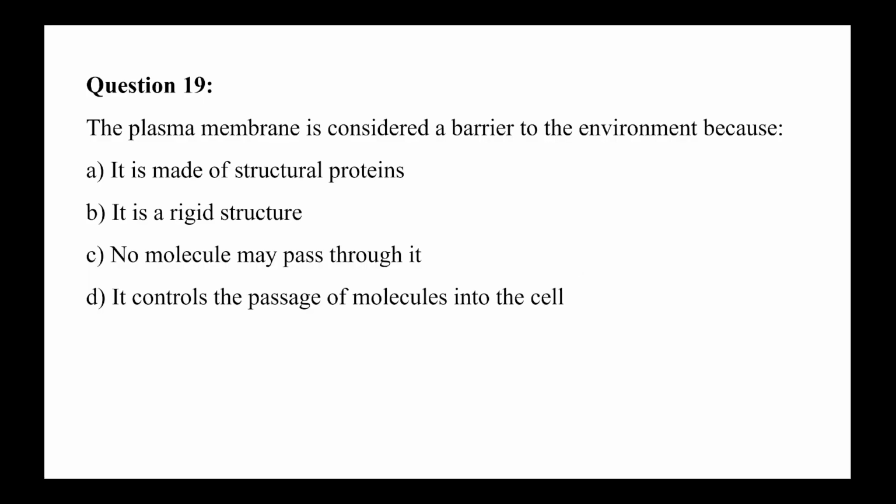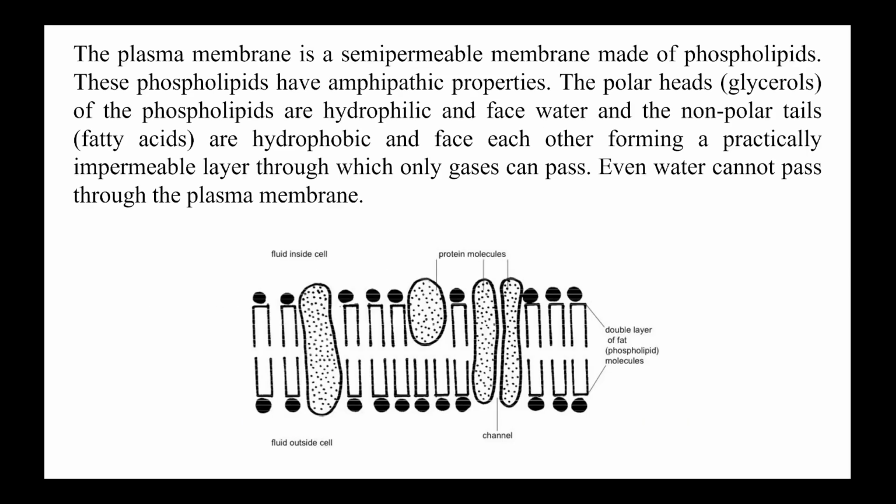So option D is the correct answer. You are right. It controls the passage of molecules into the cell. The plasma membrane is a semi-permeable membrane, so it is permeable to specific items but not permeable to other items. It is made up of phospholipids.